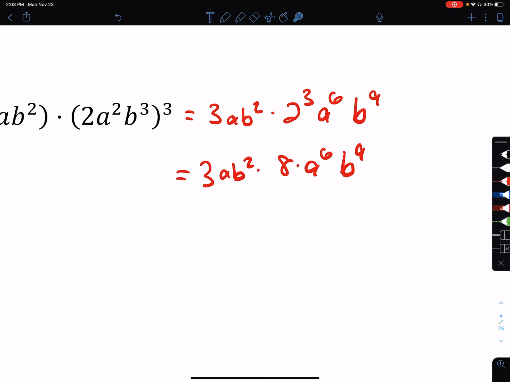And then what else we can do is, if you have the same base, you add the exponents. So 1 plus 6 is 7. Same base, 2 plus 9 is 11. And then we can multiply the 3 and the 8 together. So we get 24, a to the 7th, b to the 11th.